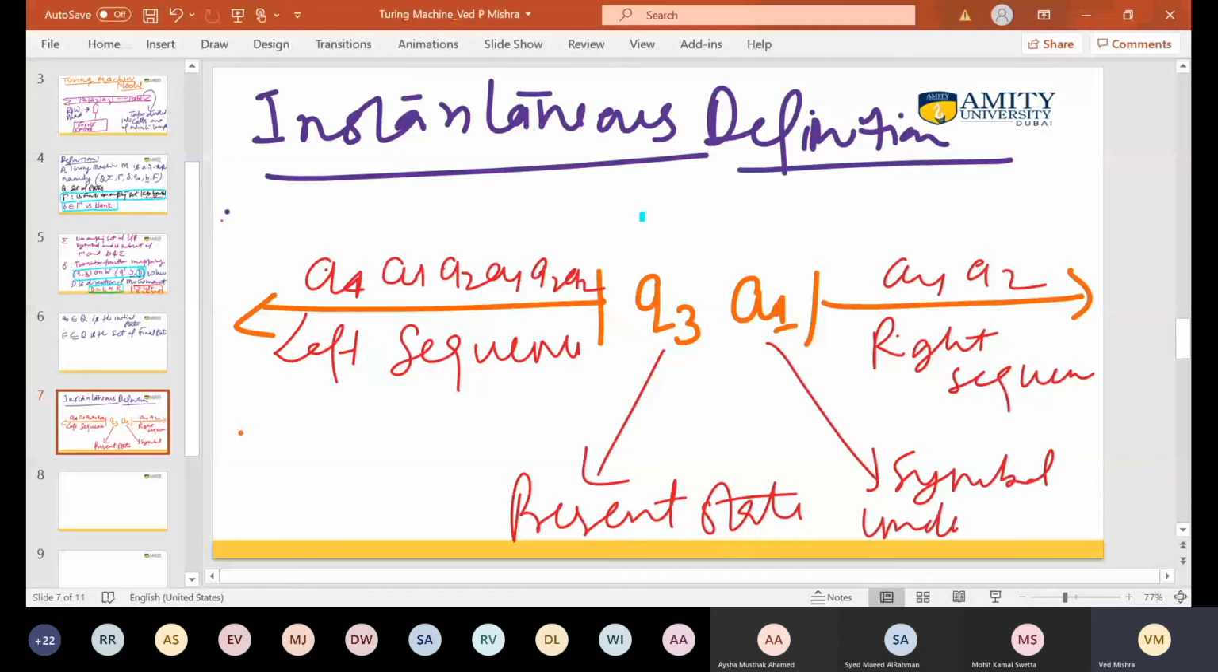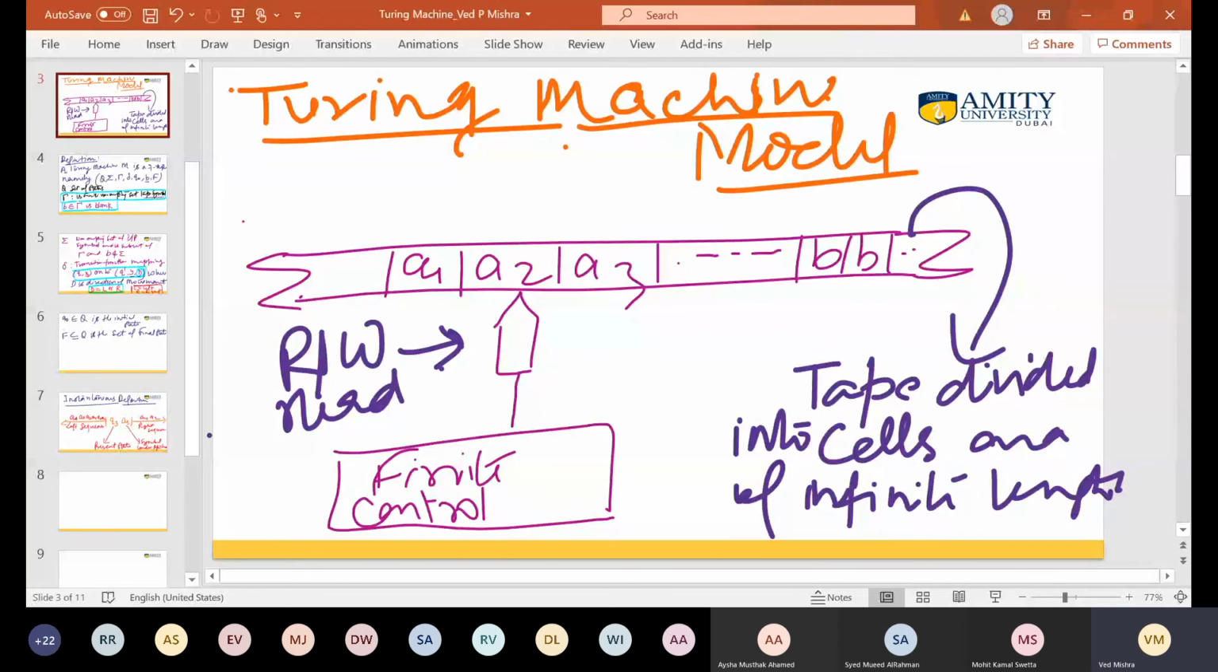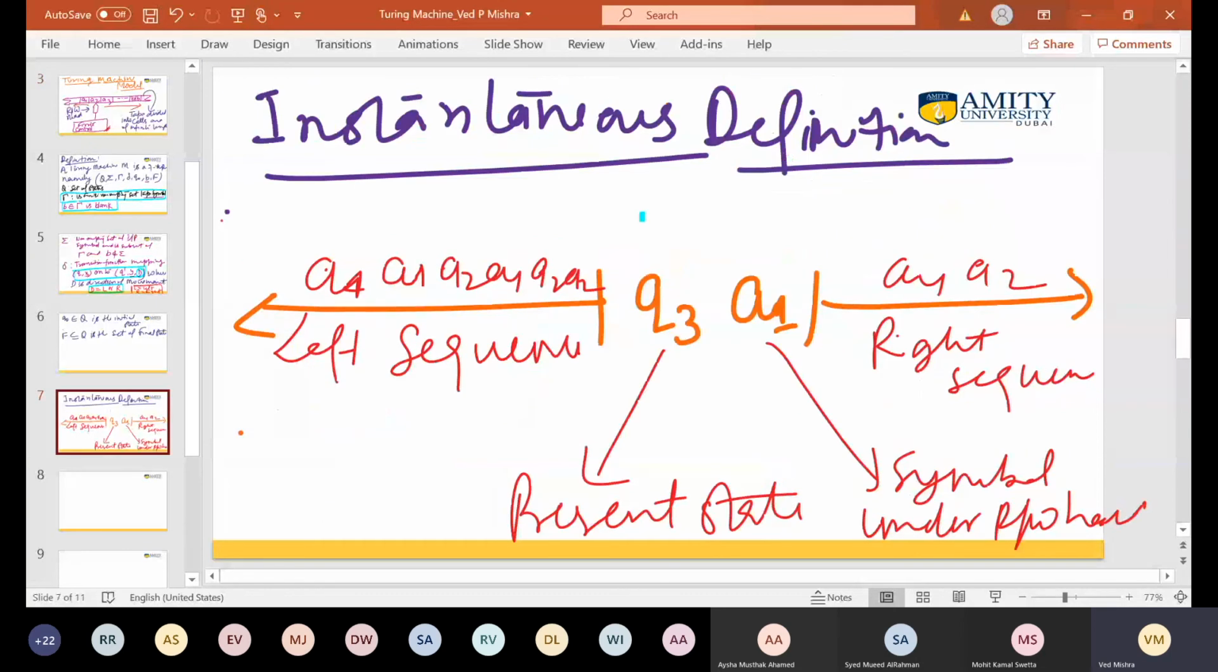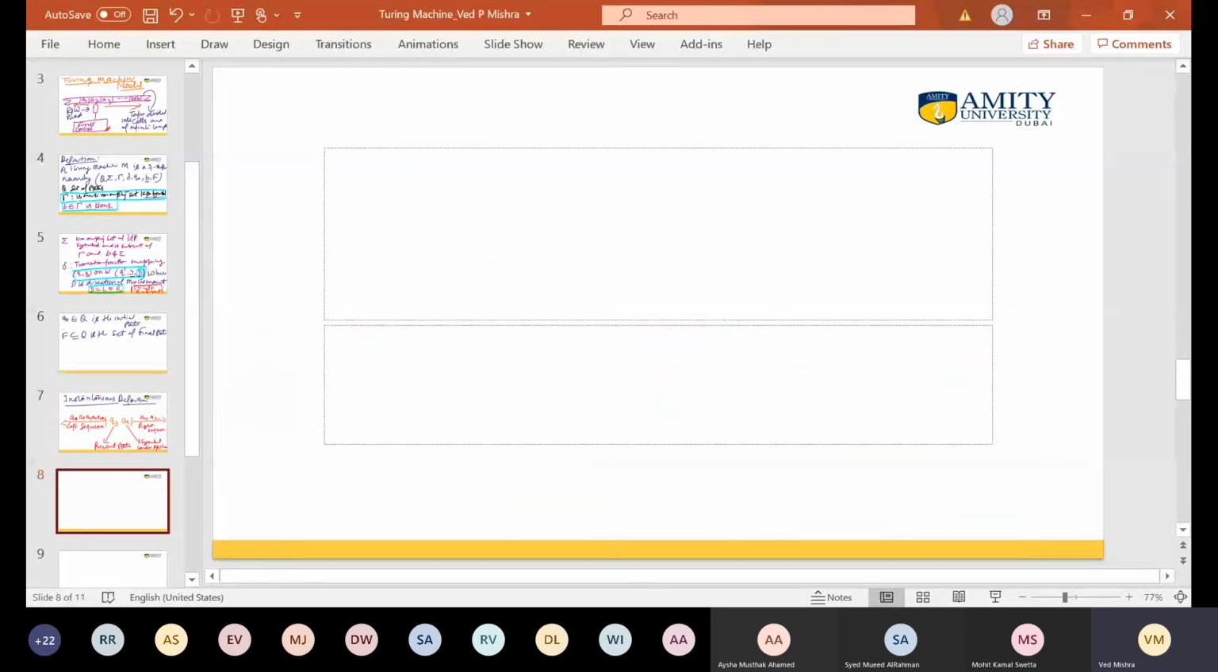Symbol under read write head. So whatever I was explaining to you here, this will be your state, this will be your symbol under read write head. Then whatever is the left sequence, whatever is the right sequence, here you can say this is right, this is left sequence, and how it will move. Now, how moves actually take place in the Turing machine.